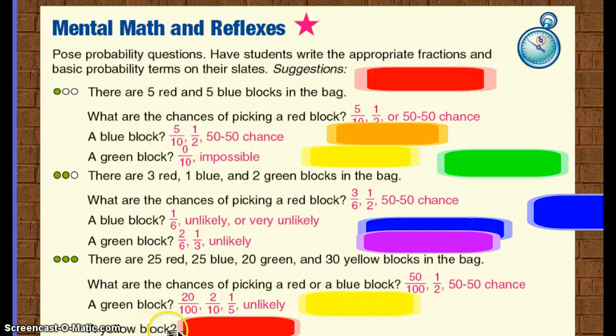Now how about a yellow block? Well, if the green block was 20 out of 100, there were 30 yellow blocks, so it'd be 30 hundredths. Or again, how does that become an equivalent fraction? I know that 30 divided by 10 is 3, and 100 divided by 10 is 10. Still pretty unlikely that I would choose a yellow block.